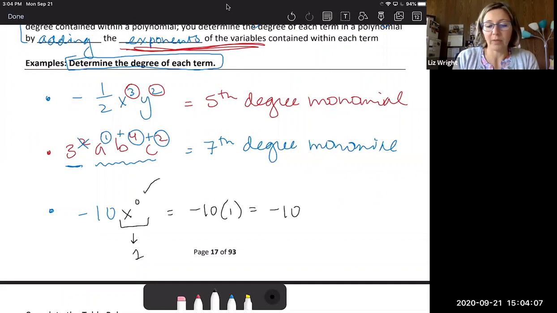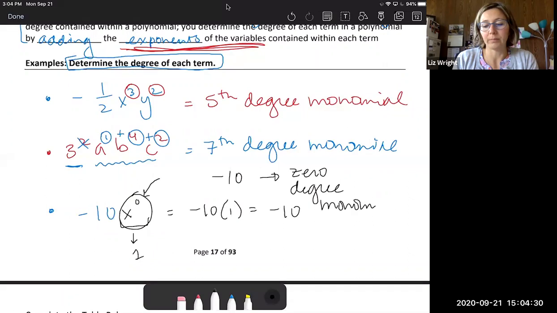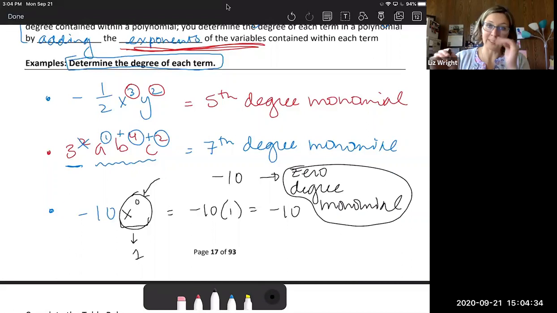So is this okay for me to write that on there? Yeah, because we get back exactly what we started with, which was -10. So now looking at this, what's the degree of my term that I started with? So I started with this. What's the degree of this monomial? It's 0. So this would be considered a 0 degree monomial for that one. All right, so I'm hoping you've noticed all of these have been monomials.